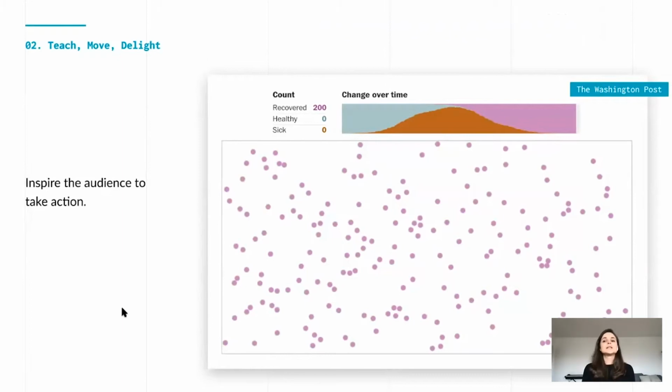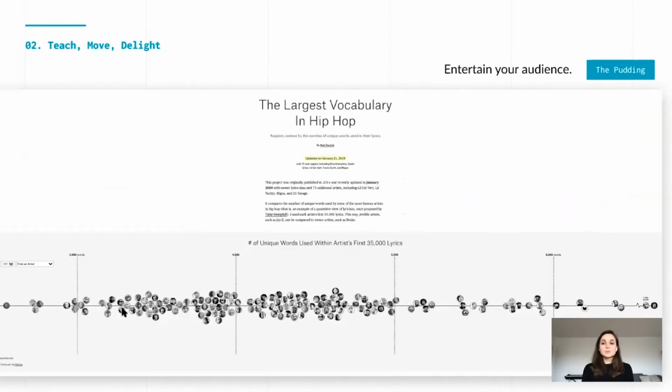An example of a visualization that moves us to action is probably one of the most famous ones of the year, and I'm sure you've seen it before. This is the simulation of the spread of a virus by the Washington Post. The designers of this chart want us to take action after seeing it, be it social distancing, wearing a mask, or just informing ourselves more about the coronavirus. Finally, an example of a visualization that entertains is the largest vocabulary in hip hop by The Pudding.